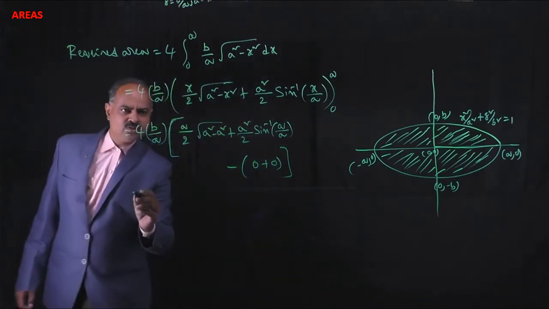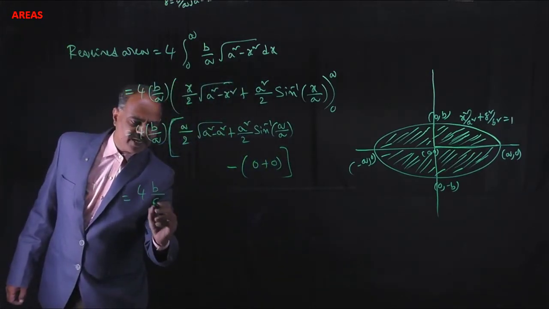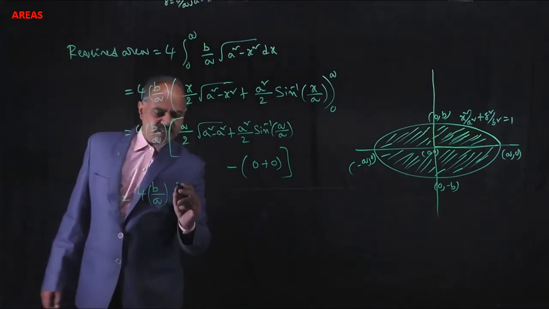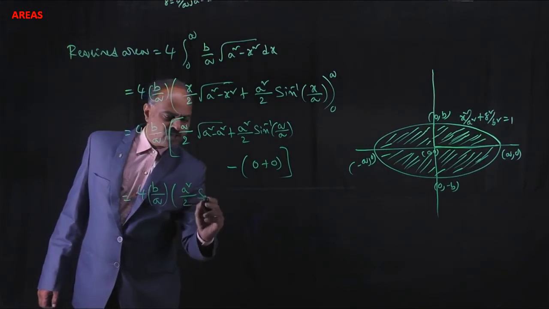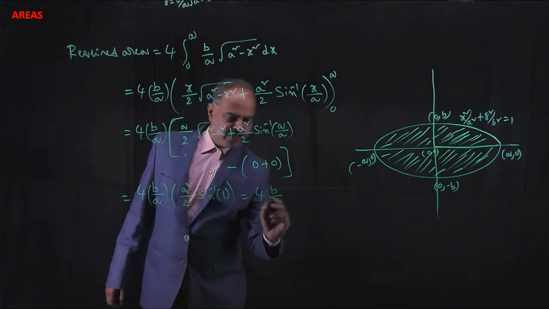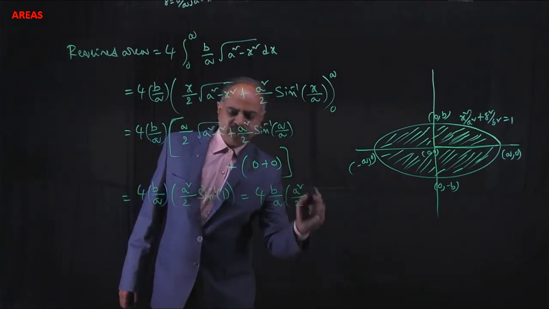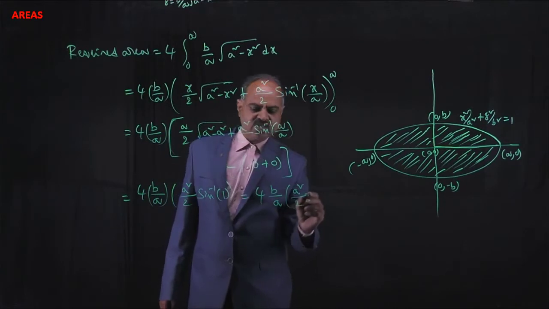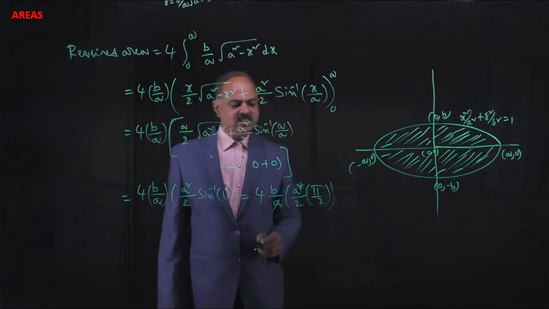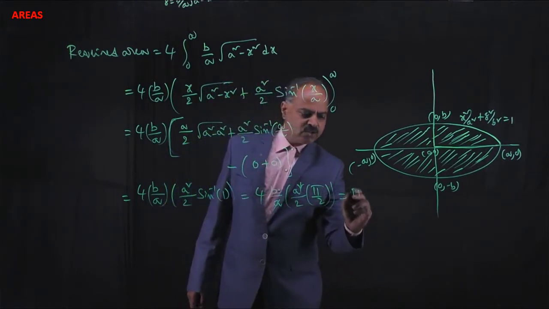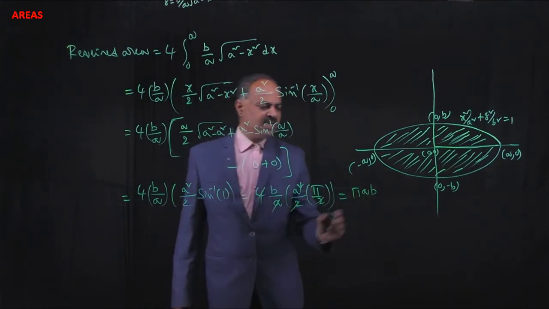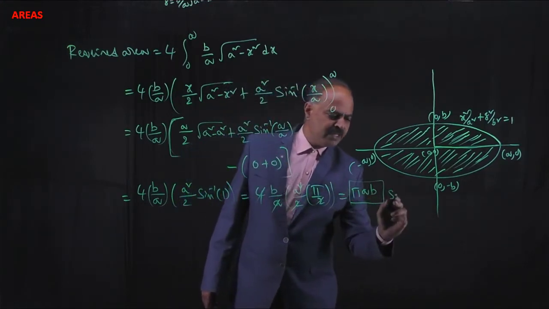Now this is equal to 4 into b by a into, a square minus a square is 0, so that is a square by 2 into sin inverse 1. So that is 4 into b by a into a square by 2 into sin inverse 1, sin inverse sin pi by 2, that is pi by 2. So here this a and this square get cancelled. Here that is pi ab by 4 into 4. Here that is 2 into 2, 4. The 4 gets cancelled. That is equal to pi ab square units.